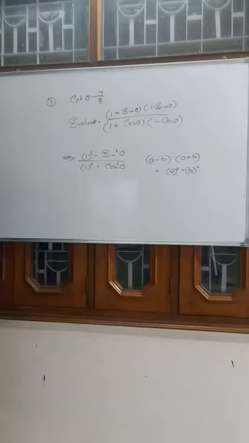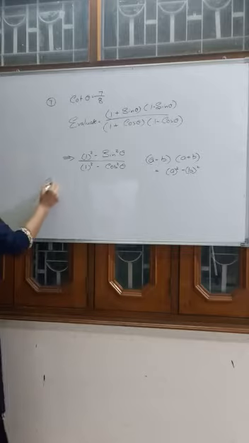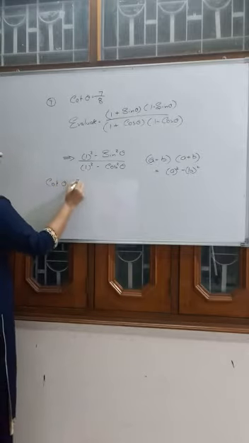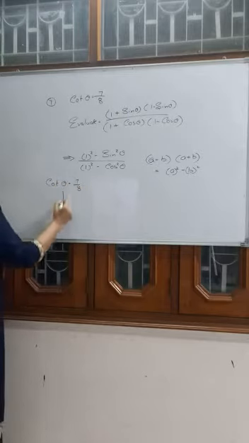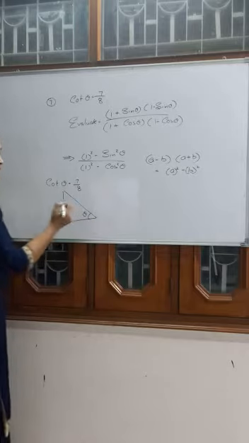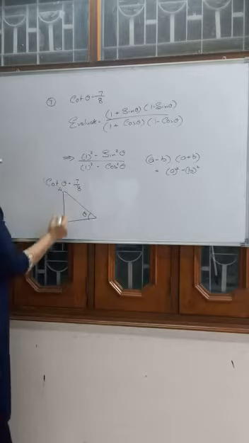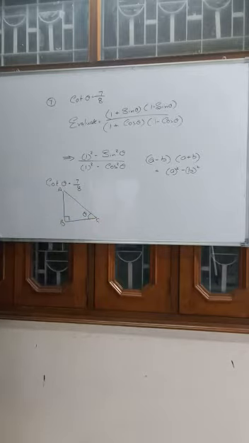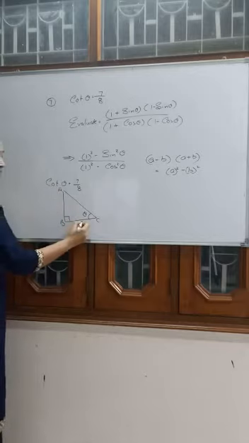Got it? What is given? Cot theta equals 7/8. What is cot theta? Draw a diagram. Let this be angle theta. It is ABC, a right angle triangle, right angle at B. It is theta. What is cot theta? Cot theta is adjacent side upon opposite side. Adjacent side is 7, opposite is 8.